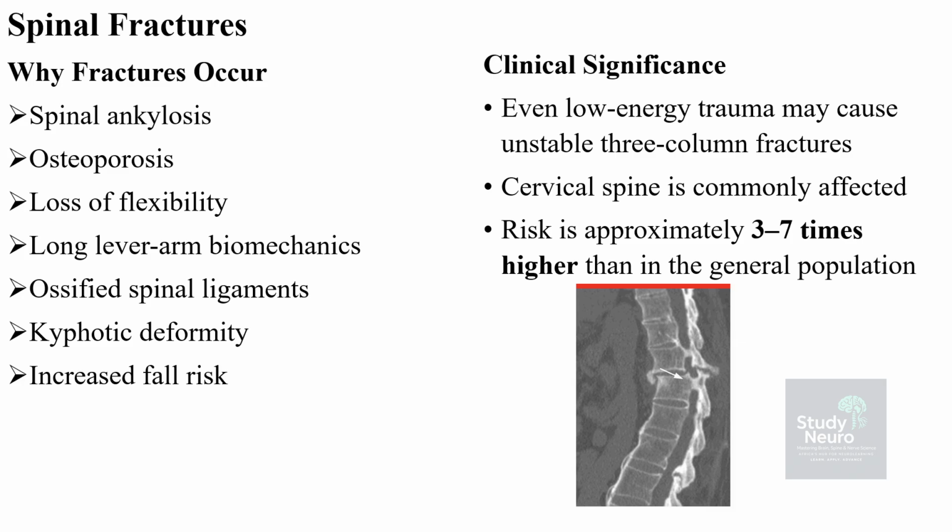These fractures are often highly unstable. Even low-energy trauma can cause a fracture involving all three spinal columns, with the cervical spine commonly affected, and the overall fracture risk estimated at about 3 to 7 times higher than in the general population. Minor trauma can have major consequences. Prompt imaging and careful spinal protection are essential when a fracture is suspected.